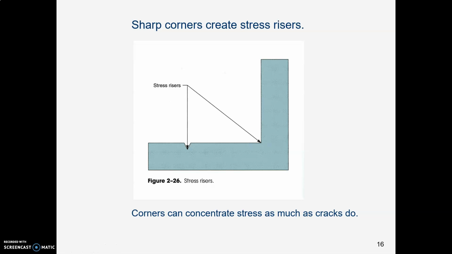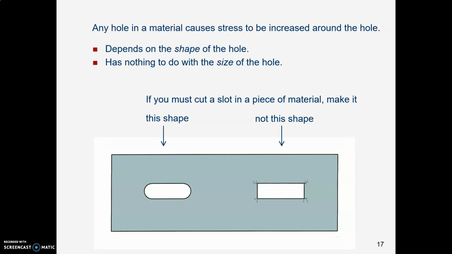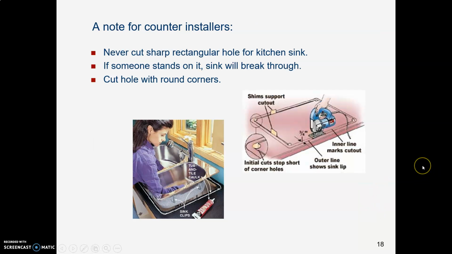So anyway, what you need to think about as a designer is that sharp corners create stress risers. They create stress concentrations. And so if you are having to cut a hole in something, you want to reduce the amount of stress concentration. If you make a hole, you want the corners to be round, just as round as possible, not sharp. Sharp corners create stress risers and cause cracks to propagate, so never do that.